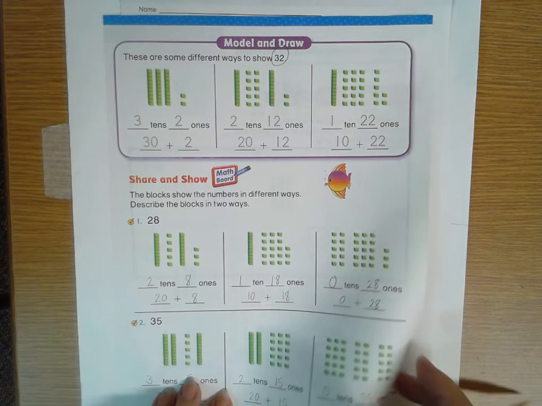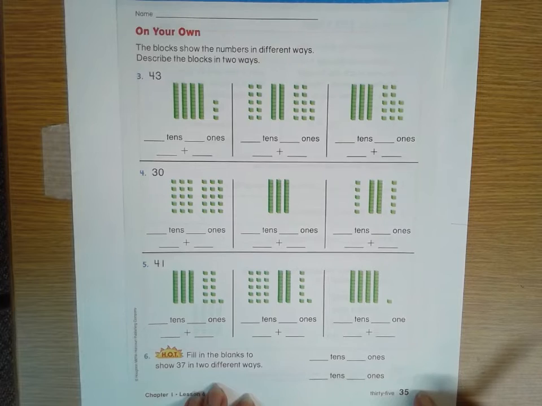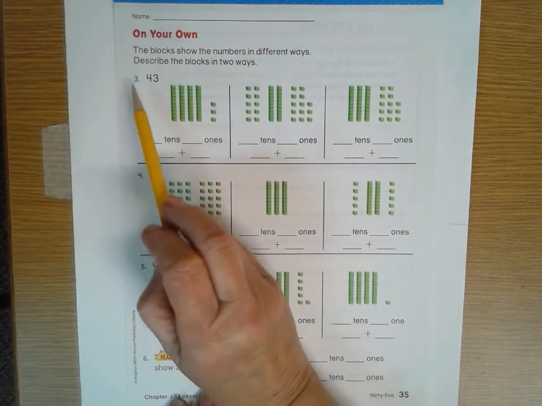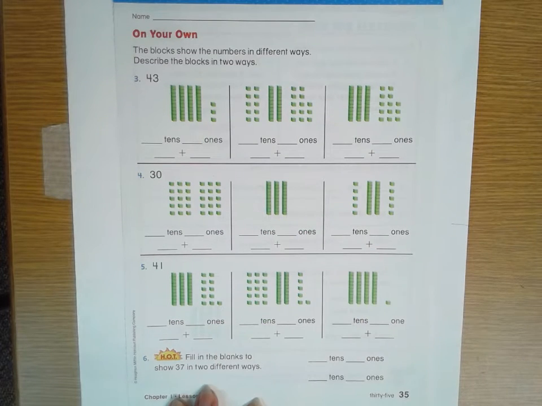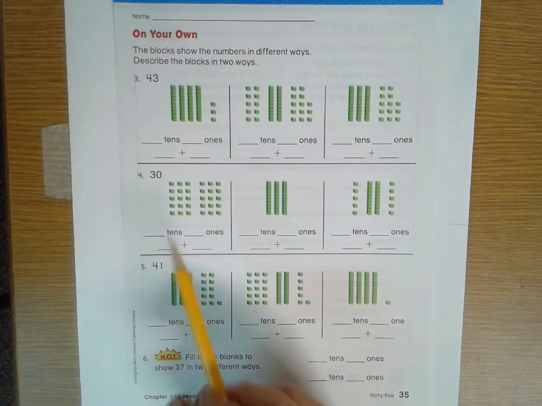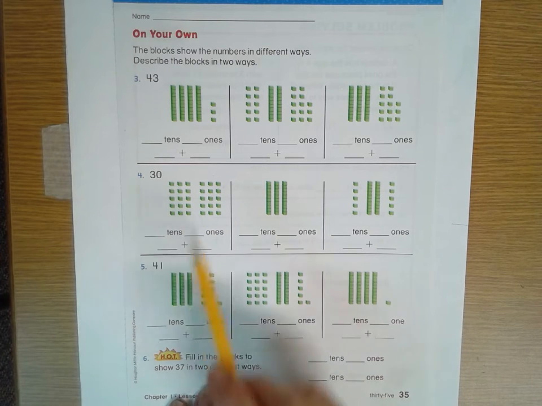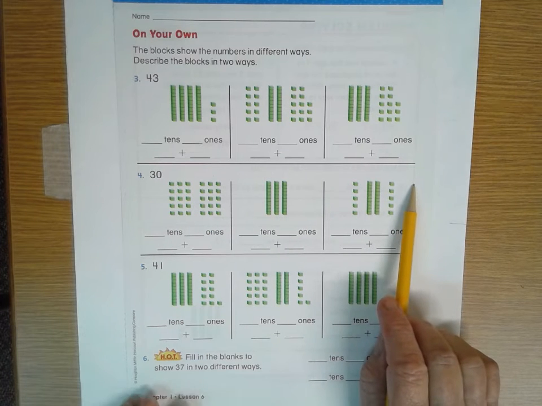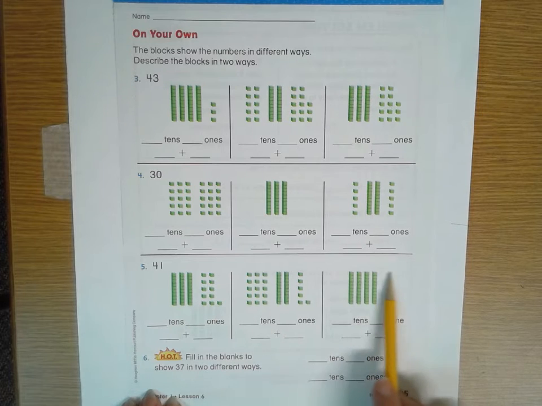We're going to go to our next page, which is 35, and you are going to do this part on your own. It is what we have just done. In this row, you're doing 3 different ways to make 43. Count all of your 10s, all of your 1s, and then do your expanded form down below. This row is 3 different ways to make 30. And this row is 3 different ways to make 41.